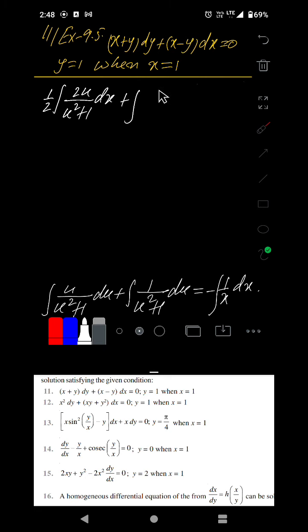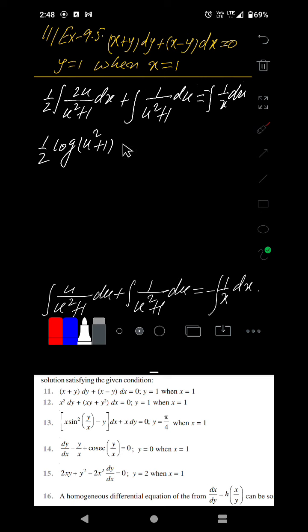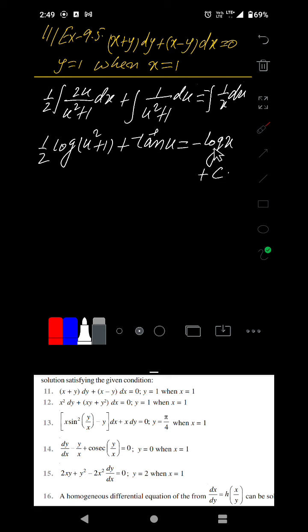So in the next term, we have 1/(u² + 1) du. This is directly integrable, and minus integral of 1/x dx. So now it becomes 1/2 log(u² + 1) + tan⁻¹u = -log x + c, where c is the constant of integration. Now transposing this log x to the left hand side, it becomes positive, and we have 1/2 log(u² + 1) + log x + tan⁻¹u = c.